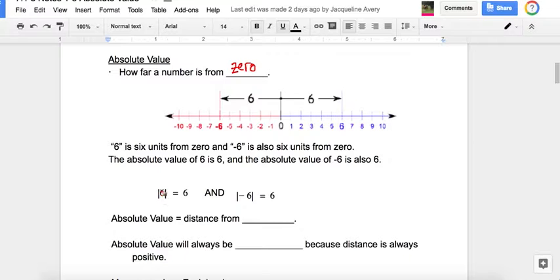And here's how you write absolute value right here. Kind of looks like football goalposts. And here's how you write negative 6. So absolute value is the distance from 0. Absolute value will always be positive because distance is always positive.